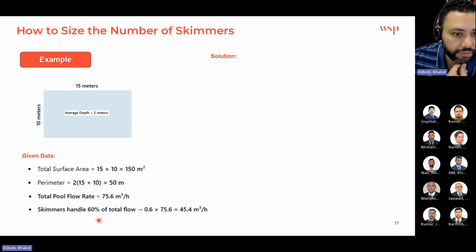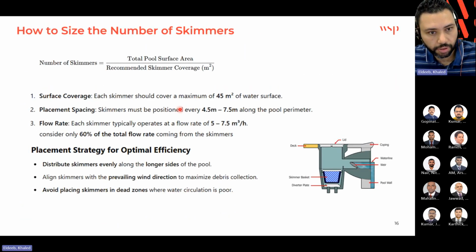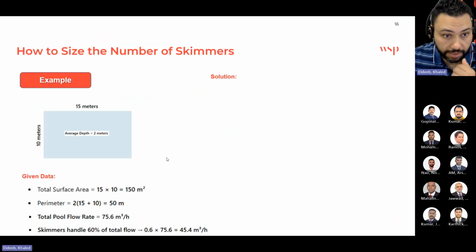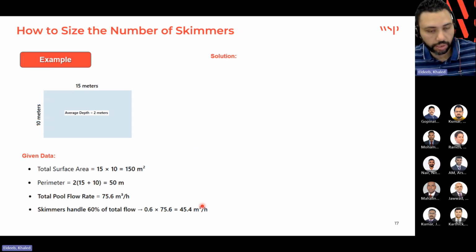So how to size the skimmers in our famous example, the same pool, 10 meters by 15 meters. As you see here, the given data: the perimeter, and the three criteria as I told you before. The coverage is 45 square meters maximum, the spacing should be something like 6 meters, and the flow rate and 60%. With this information, the total flow rate we know from our example, the pump calculated 75.6 cubic meters per hour, or 21 liters per second in a different unit. The skimmers covering 60% means 45.4. So this is the main given data that we are using to calculate the skimmers.